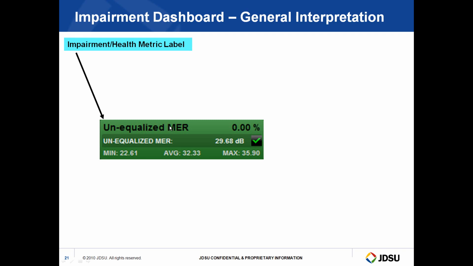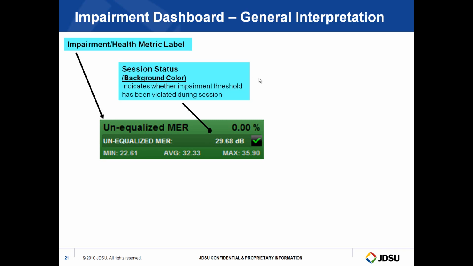So the upper left-hand corner is the label. What is the button? Self-explanatory. The background color is the status, and you'll hear me talk about a packet that passes or fails a threshold for, in this case, a given health metric, or for the case of the bottom 6, a different impairment.